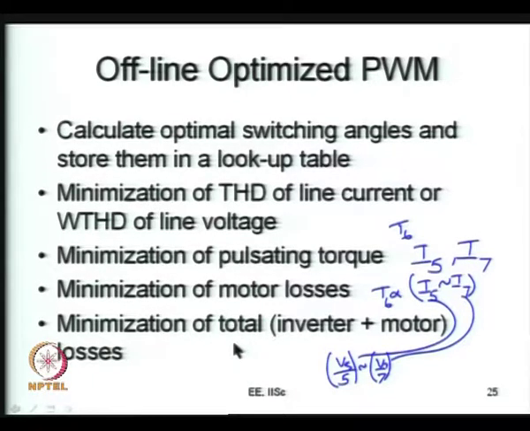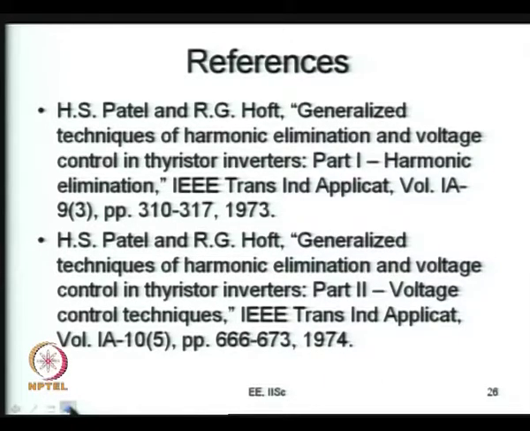Then you can treat this as an optimization problem and minimize, and you can calculate your alpha 1 optimal, alpha 2 optimal, alpha 3 optimal at every possible value of V1, like 1%, 2%, 3%, 4%, save it as a lookup table and use it during the waveform generation. So, that is what we have about offline optimal PWM.